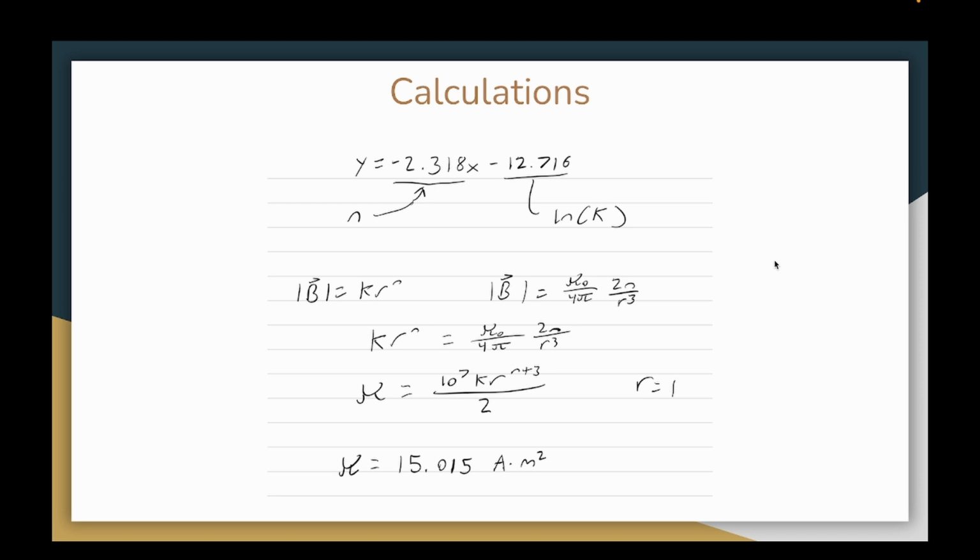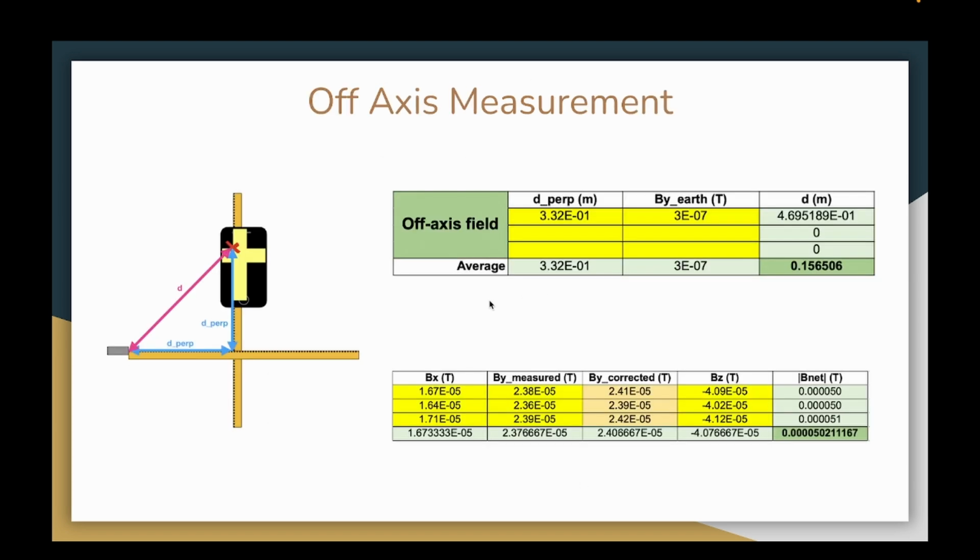And here's the calculations to find the magnetic moment of the dipole. Basically you set this equation equal to this equation, rearrange for mu, and then just plug in what you know and solve. So you have the off-axis measurement, which is the second part, and it's just more spreadsheet stuff. Put in the data that I collected here and found these numbers.